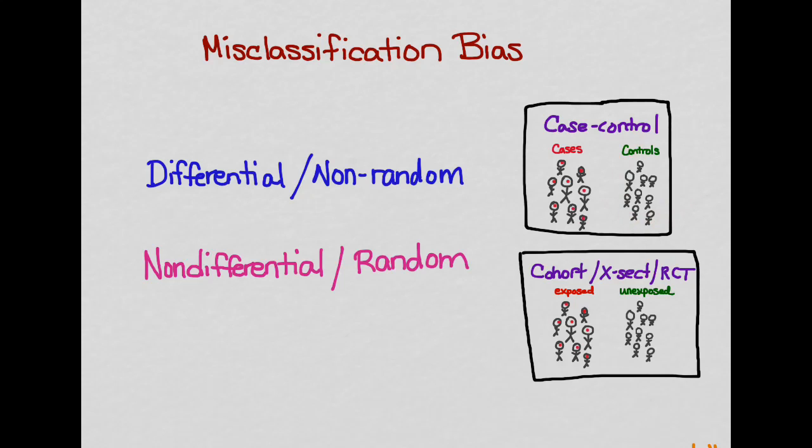Okay, so if we're talking about a case control study, you might get more misclassification in the cases than in the controls. And if you're talking about the other designs, you might get more misclassification in the exposed versus the unexposed. So it's non-random across the groups in the study. And then the other type of misclassification bias is random. So in this case, the misclassification occurs randomly across cases and controls, or exposed and unexposed.